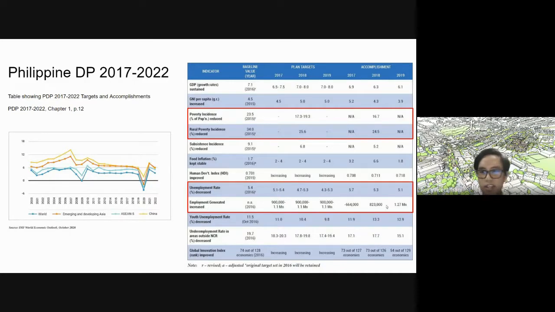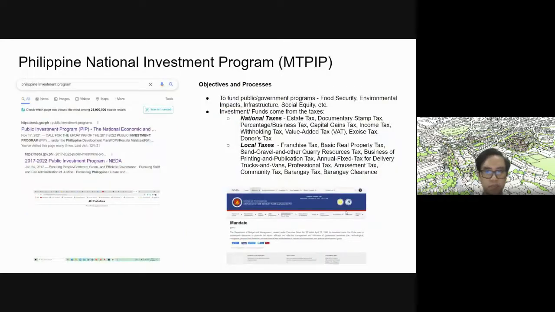Employment generated had increased. They don't have a baseline value for 2016, but their target was 900 thousand to 1.1 million new employment, or new jobs. In 2019 we got 1.27 million new employment generated. So that's good. And then finally, the investment programs.